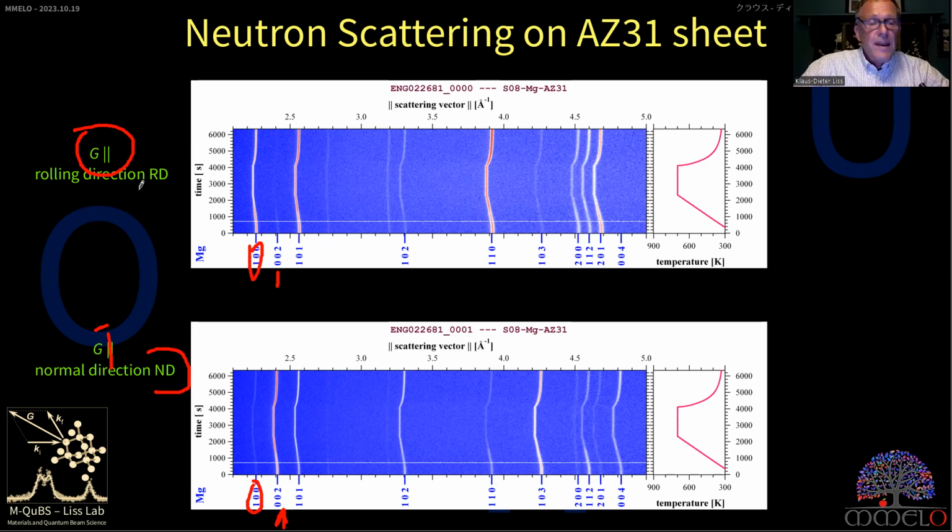And if the basal planes are aligned all parallel to the surface, then the 100 planes have to be perpendicular to it. And that's what we observe here. So you see here at the bottom, the 100 reflection is very, very weak, but it scatters a lot into the rolling direction detector. So they're pointing more into the rolling direction. And then we can go through the other reflections.